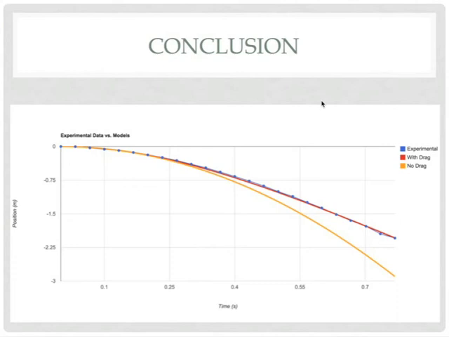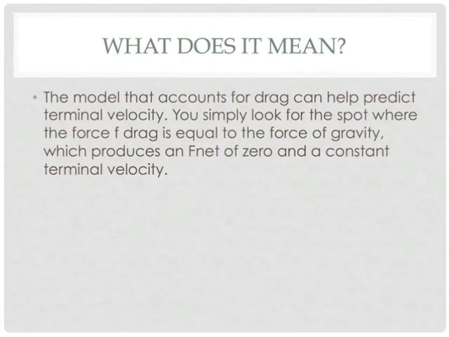This concludes thoughts on our data, and now we will move on to the what-if questions. Which model might predict terminal velocity? The model that accounts for drag predicts terminal velocity. This terminal velocity occurs when the drag force equals the force of gravity. The model that neglects drag allows the object to accelerate indefinitely.